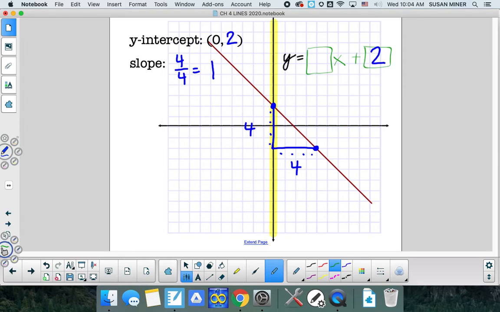But the last thing I always have to do is look at my graph. And this graph definitely is going down from left to right. We always read a graph from left to right. And so I need to make this be a -1. There's my slope. This is a decreasing graph. Its slope is -1. Its y-intercept is +2.